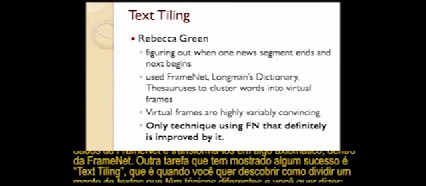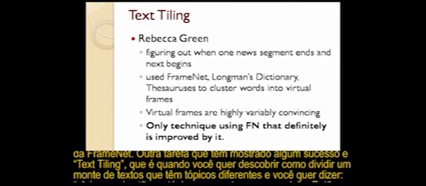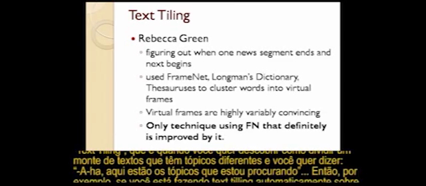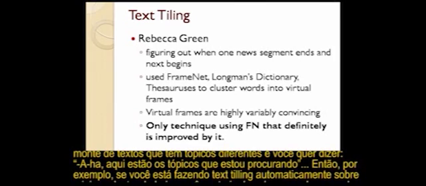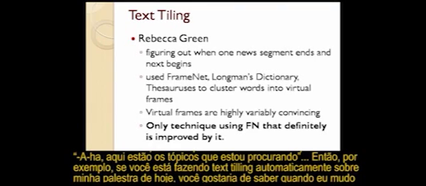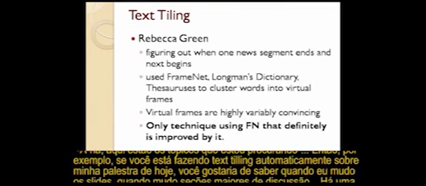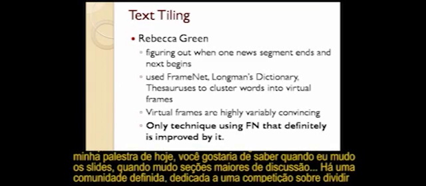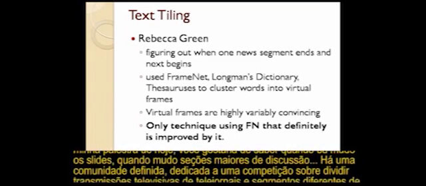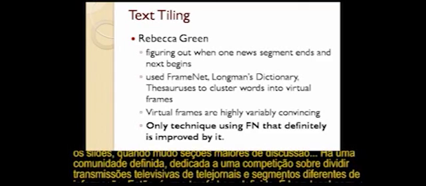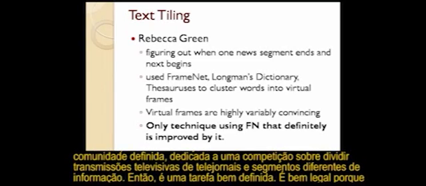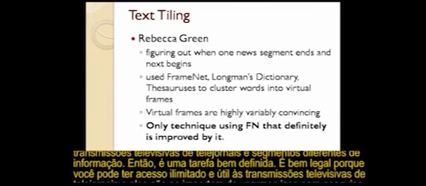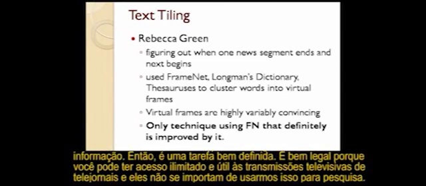Another task which has shown some success is text tiling. So text tiling is when you want to figure out how to divide between some text that has a bunch of different topics in it. And you want to say, aha, here's where the topic shift happened. So, for example, if you were doing automatic text tiling on my lecture today, you would want to know when I switched slides. You would want to know when I switched major sections of the discussion, right? And there's a very definite community that is dedicated to having a competition about dividing up news broadcasts for each news segment. So that's a very defined task.